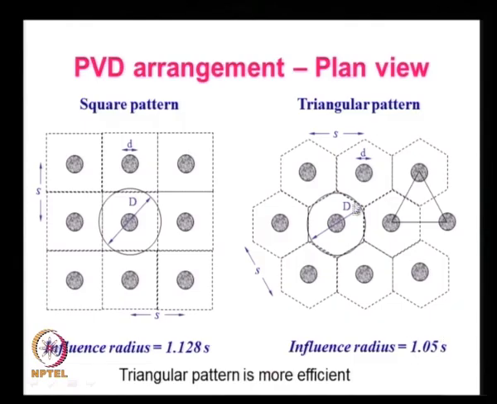And it is found that the triangular pattern is more efficient, because when we draw a number of these circles, the area of the soil that is not covered by any of the sand drains, like for example in this area in this square pattern, this area of soil is not covered, and as the spacing is increasing, that uncovered area of the soil becomes substantial, and that part of the soil may not consolidate, whereas the rest of the soil may consolidate.